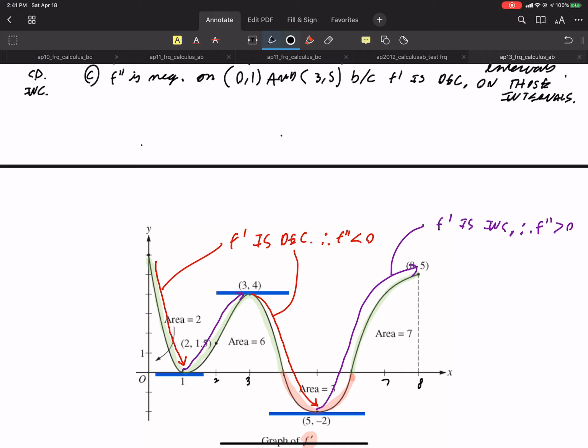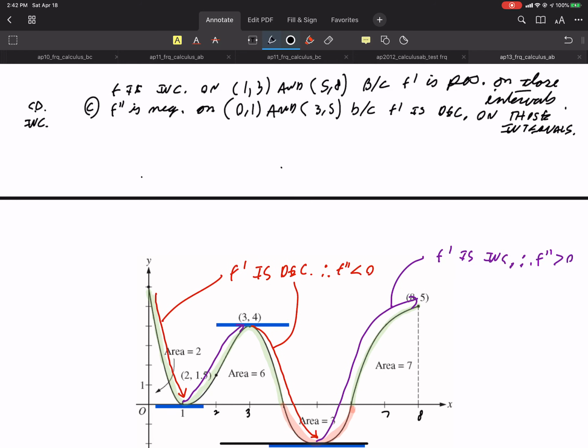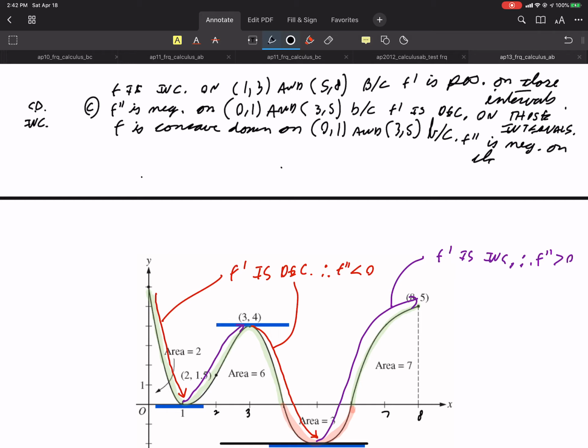Now, we have f double prime negative. Now we can say f is concave down on those intervals. Why? Because f double prime is negative on those intervals. Bam. So now we have to find where both those are true.